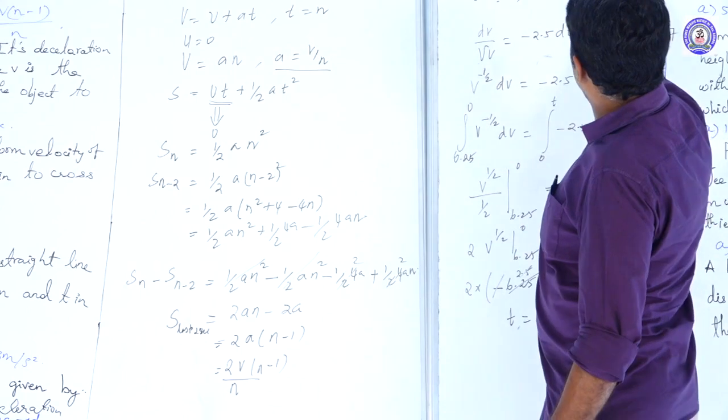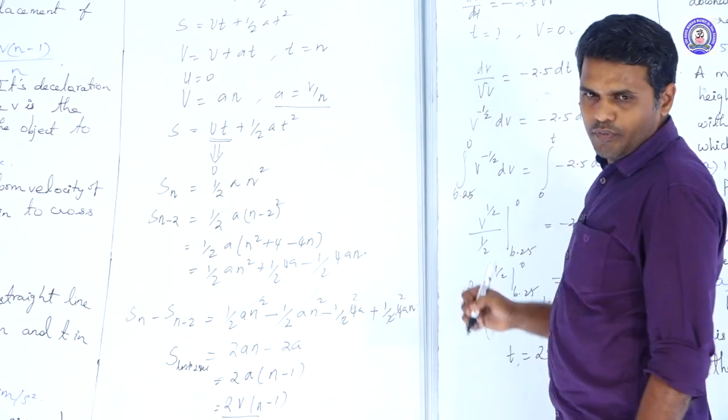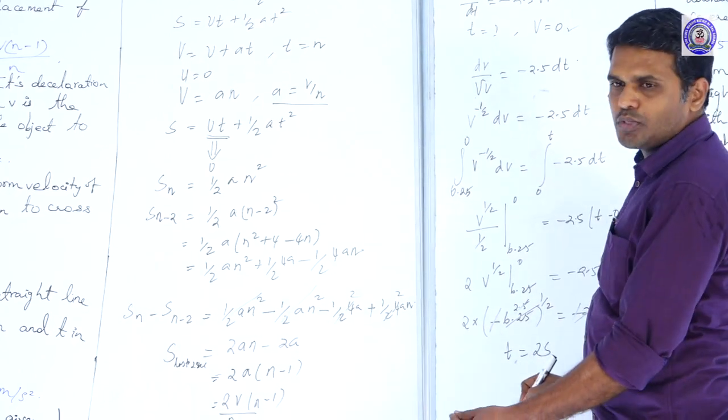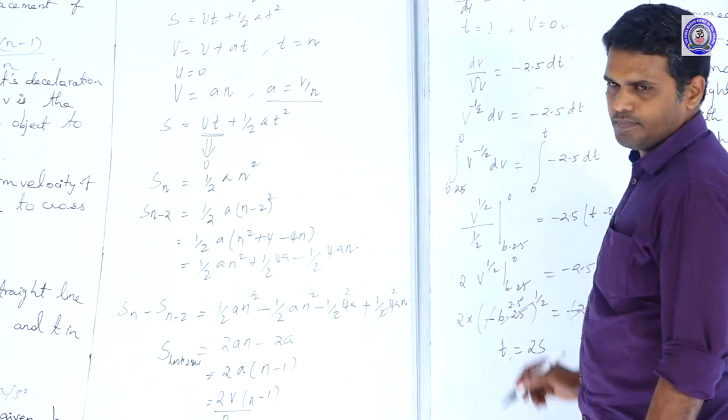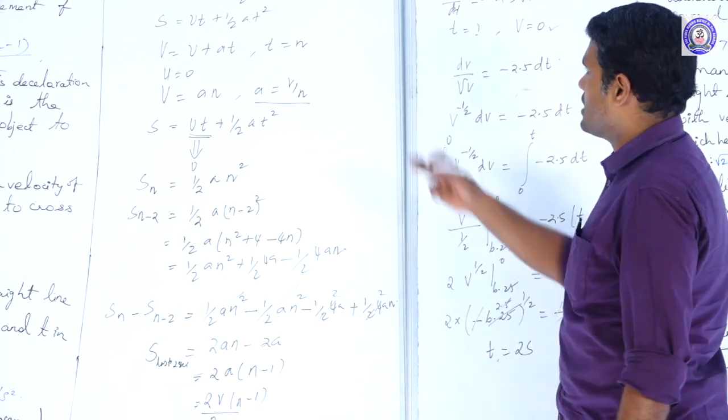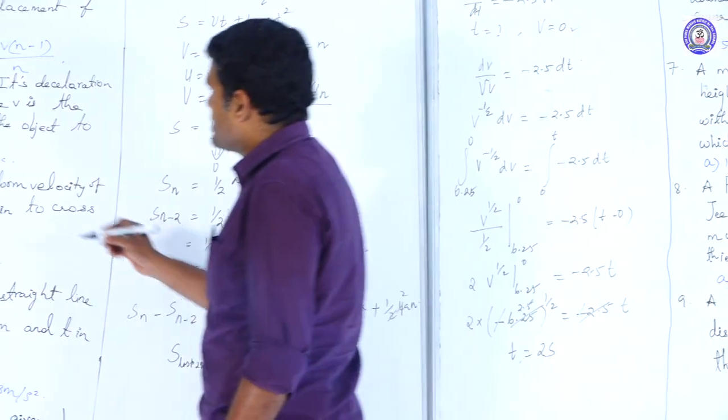So we can say when time t equals 0, the velocity is 6.25 meter per second. When the time t equals 2 seconds, it decelerates and comes to rest. Velocity becomes 0. Right? This is the simple manipulation we have to make while solving this problem. So time taken is 2 seconds.